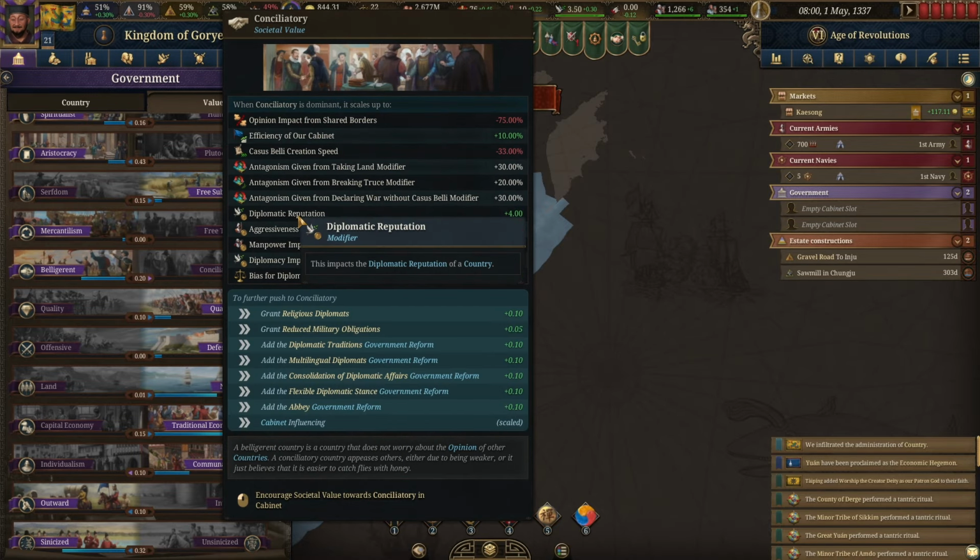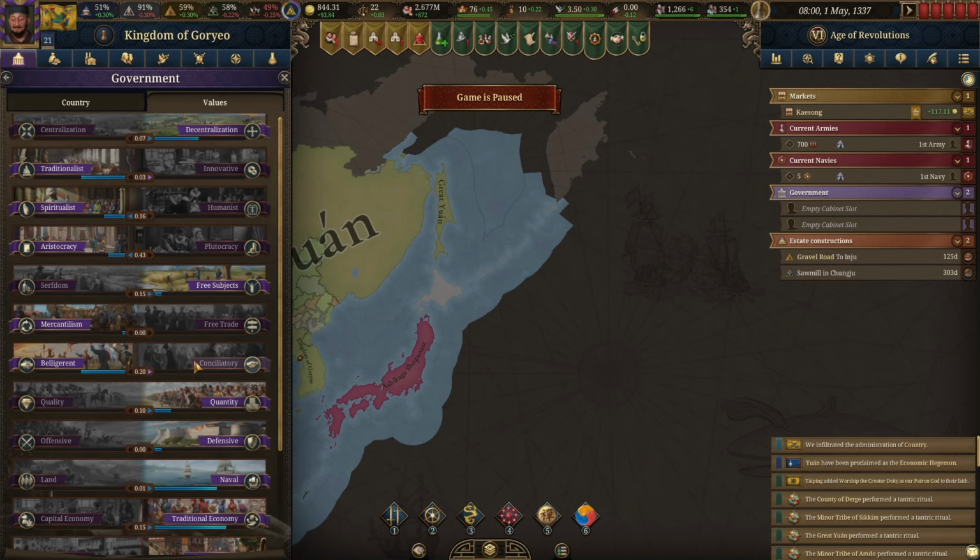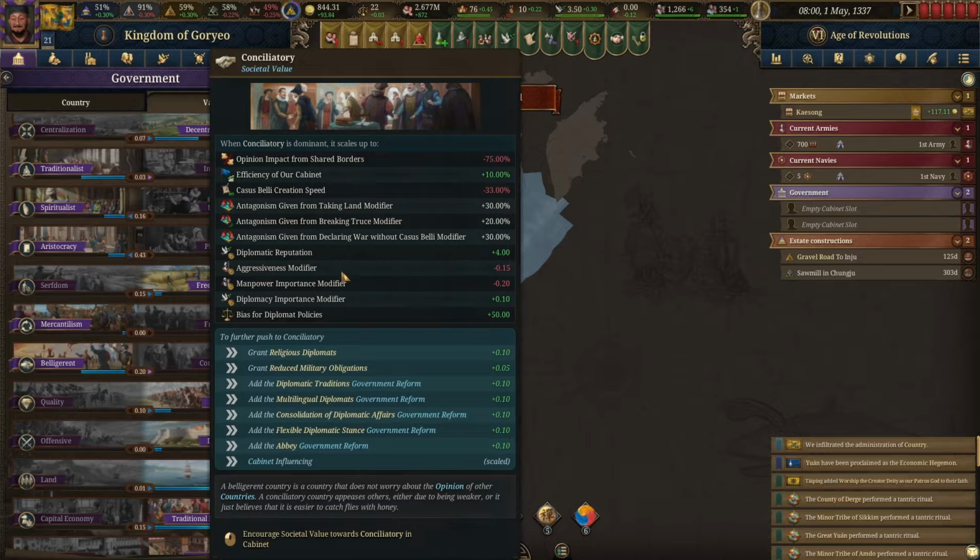Conciliatory, if you're going vassal heavy, I think would be pretty good for the increase to your diplomatic reputation, as well as if you're a little scared of coalitions, that would also be helpful. Of course, the efficiency of cabinet is great, but I think the one reform it has is pretty lacking. Not really a fan of just getting a 15% increase to diplomatic relations. And the events, while they are okay, they don't really wow me.